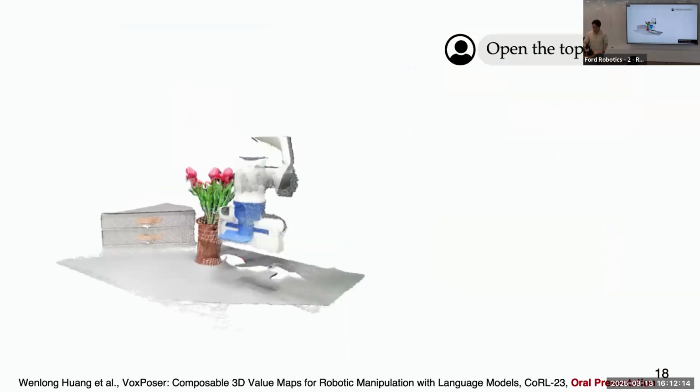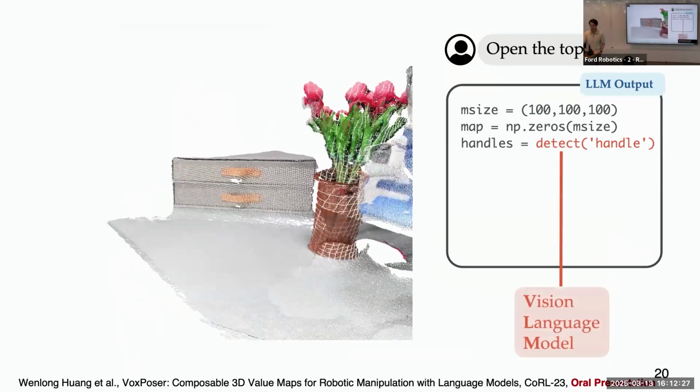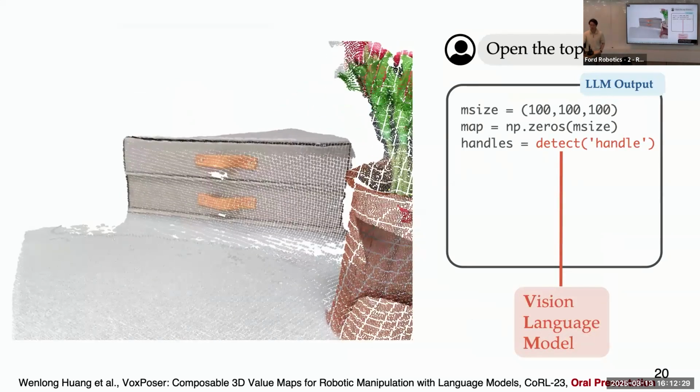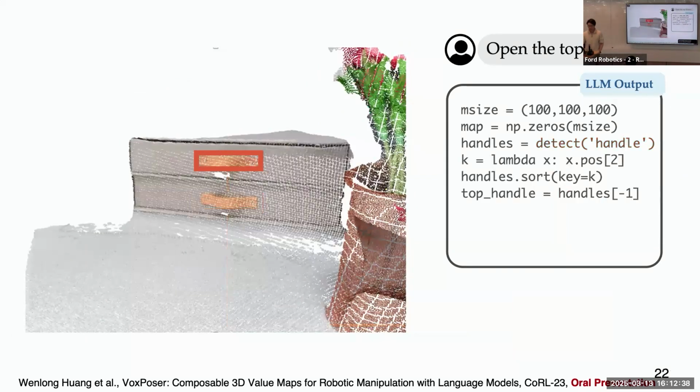Here's how the system works more specifically. Again, given the visual observations and the language instruction, open the top drawer, the large language model will generate code that specifies these 100 by 100 by 100 voxel grids. It will then call an open vocabulary object detector to detect where all the handles are inside this environment. In this case, there are 2 handles, and the task is to open the top drawer. So the large language model will generate additional code to rank the handles according to their height, leaving us with only the top drawer.